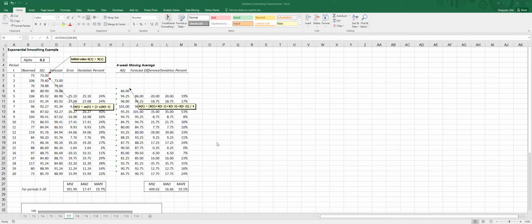So if you look at these two sets of numbers, MAPE for the second one, 4-week moving average, is actually a better performer. So is MAD.